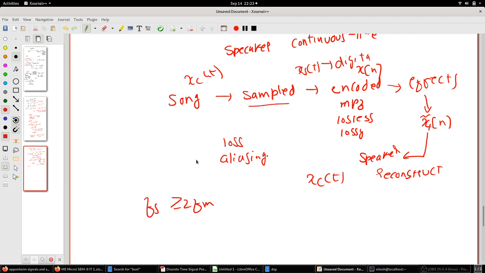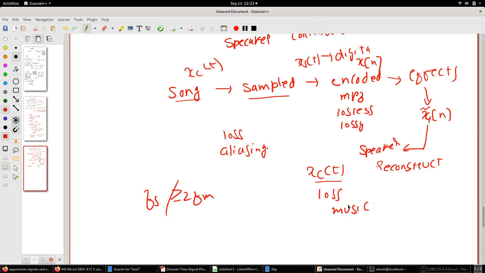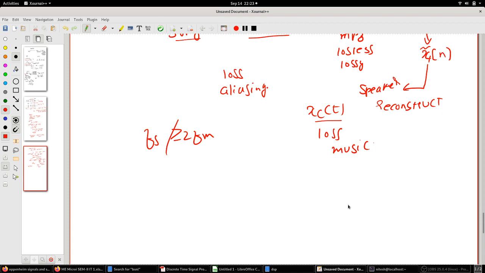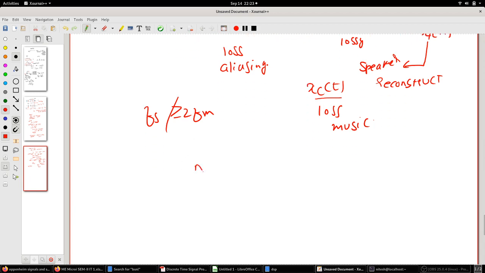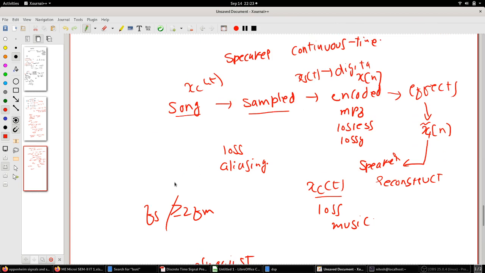If in this stage when you are sampling it you violated this rule, then whatever song you have sung, you will not be able to reconstruct it back again. I mean, there will be loss. There may be loss of words, or some music, you will not be able to listen to some bits, okay, high frequency content bits, or those kind of issues will come up. So that's why it is very necessary that you do not violate this Nyquist criteria for you to reconstruct the original back, right?